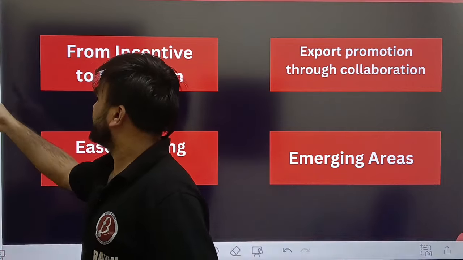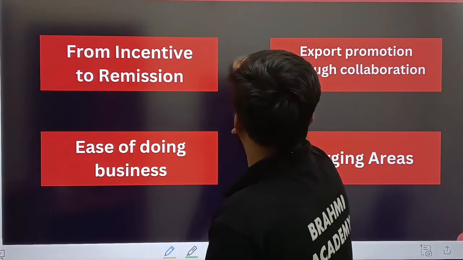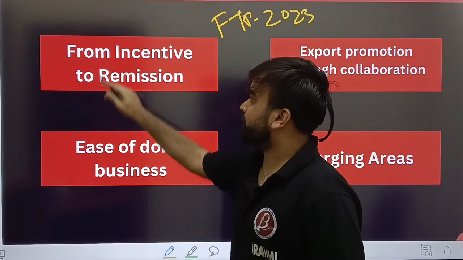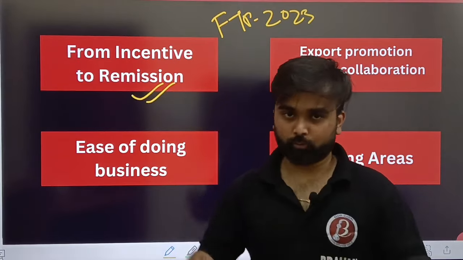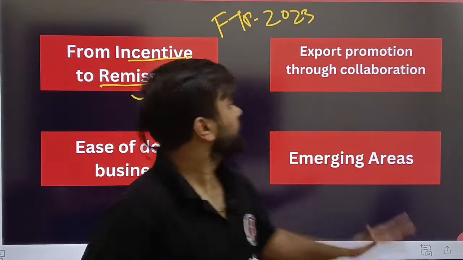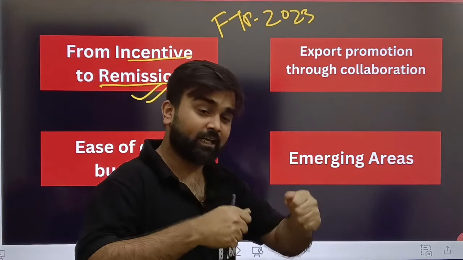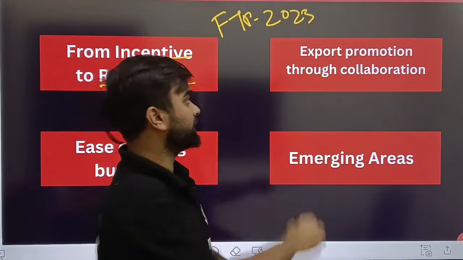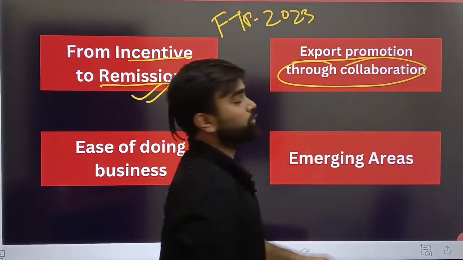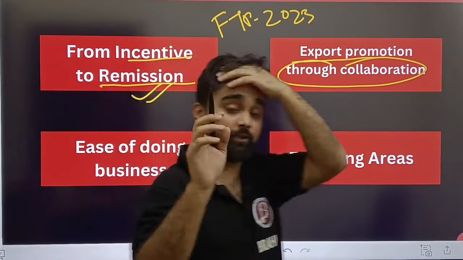Moving on. These are the four important things which you will find in Foreign Trade Policy 2023. From incentives, we have gone to remission. I'm going to explain what incentives are, then what remissions are. Hold your breath. Next is export promotion through collaboration. Easy words, but there's indirect and entangled meaning behind it. Export promotion, easy thing, we need to promote exports, but through collaboration, how do we get this collaboration? Again, we find references in the foreign trade policy. I'm going to explain this too.